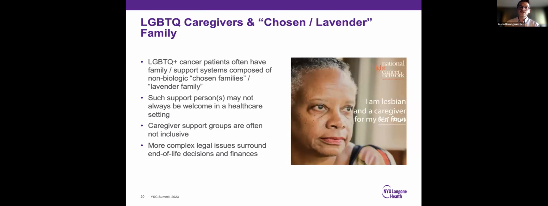And I've mentioned this a few times, but that chosen lavender family is very important for a lot of individuals who may be estranged from their biological family. And LGBTQ plus cancer patients often have family and support systems that are composed of their non-biological or chosen lavender family, and such support persons may not always feel welcomed or actually be welcome in a healthcare center. And caregiver support groups for spouses of a same-sex partner may not always feel inclusive.